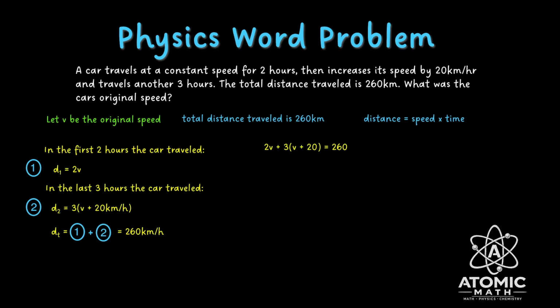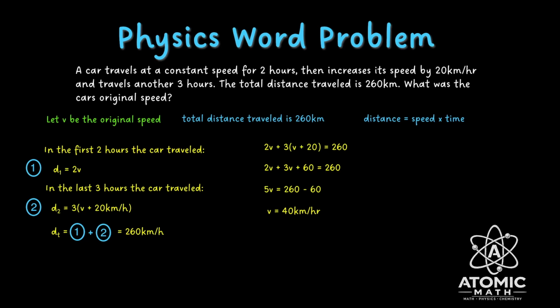So now we just have to multiply that out, and we get 2v plus 3v plus 60 equals 260. And we're going to collect the like terms and move the 60 over. And we have 5v equals 260 minus 60, which of course is just going to be 200. So if we divide out the 5 from both sides, we're going to get 40 kilometers per hour. So that was pretty simple.